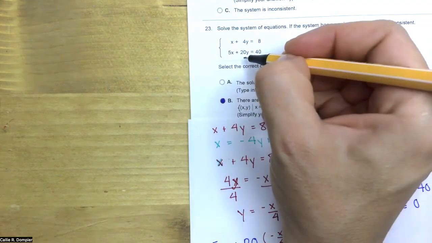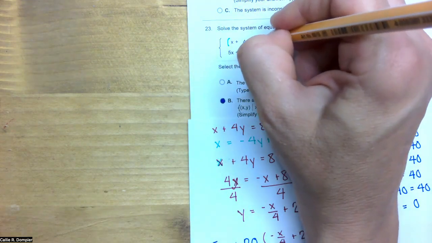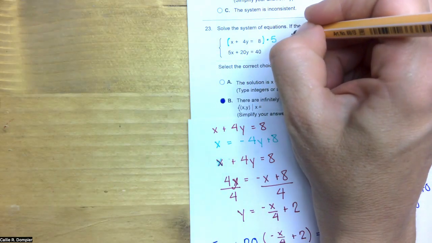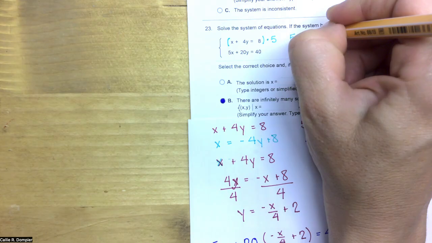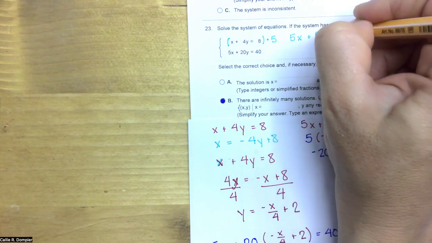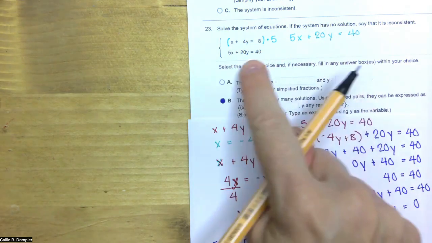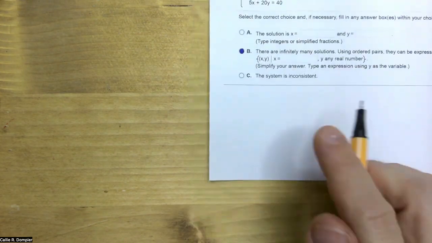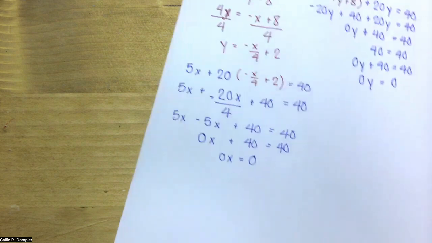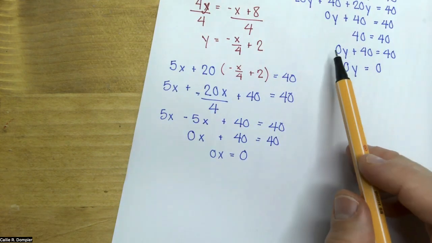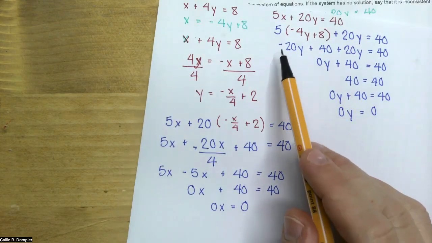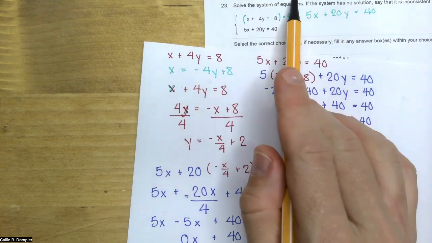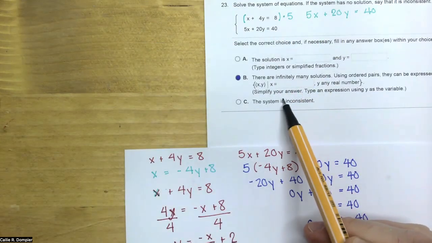If you graphed those, they would be the same graph. You can tell because this is just this times 5. So if you took x plus 4y equals 8 and multiplied it all by 5, you'd get 5x plus 20y equals 40. So it's the same line. The system is inconsistent if you eliminate the y, and this is not true. If it was negative 20y plus 20y plus 30 instead of 40, then it would be inconsistent. Sorry, it is inconsistent. There is no answer.